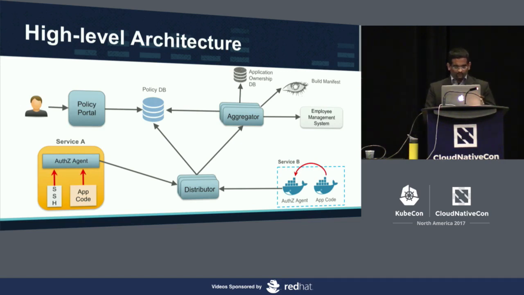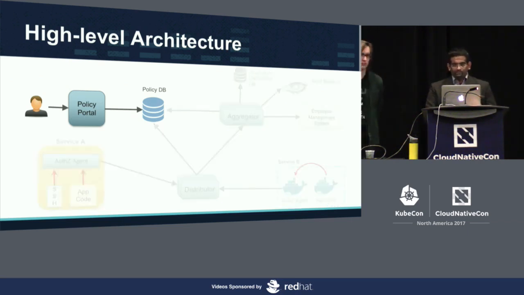So this is what we came up with. I would say at this point, we'll go one by one, but look at service A on the bottom left and service B on the bottom right. Service A is a VM that is running its application code, and you see a little box called auth agent. And on the right, you have a pod, which has application code, and another container in the same pod, which is authorization agent. So let's look at this architecture one by one, what happens.